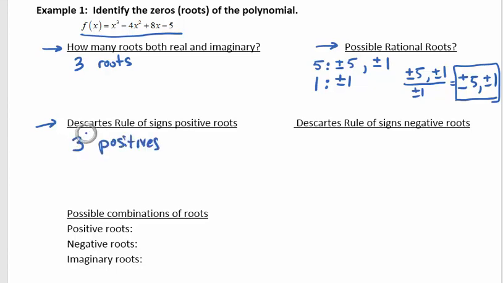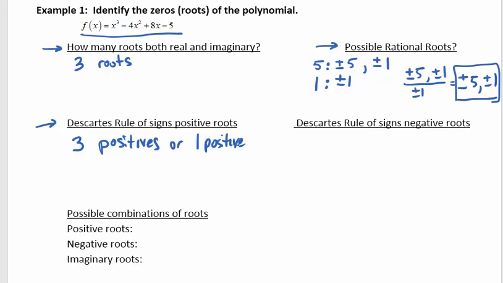If we end up with a situation where we have either irrational or imaginary roots in this 3 possible, then it would drop these down by an increment of 2, because remember, irrational and imaginary roots always appear in a pair. So we could have 3 positives or 1 positive rational root, depending on if we ended up with an imaginary or an irrational in there.